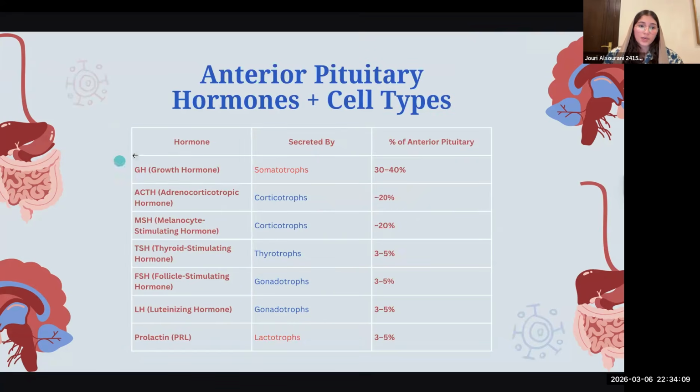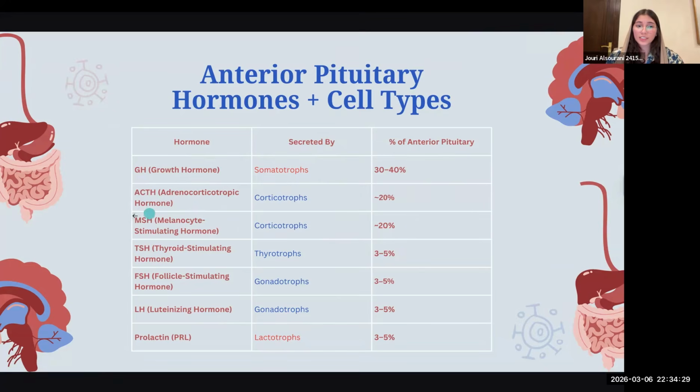Generally, we have all of these different hormones. The most commonly produced one is growth hormone. It is a somatotroph. Remember, we said that somatotrophs are acidophils, so they stain red when we look at them through the microscope. And it is 30 to 40% of the anterior pituitary secretions.